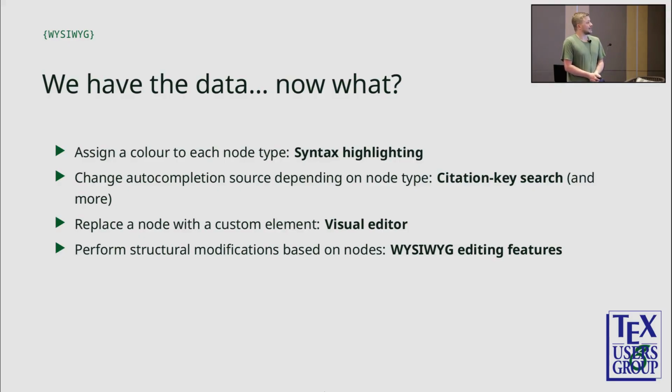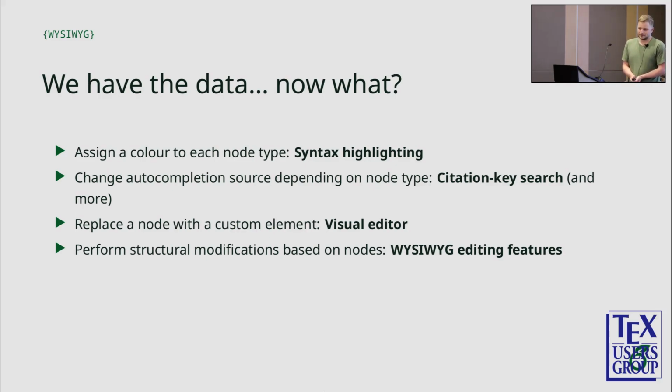Then if we start replacing nodes with custom elements, well, that would form the basis of the visual editor. So taking one of our nodes, textbf control sequence, hide that and take the argument and mark it bold, well, that sort of gives the intuition of how we would do elements in the visual editor. And finally, if you remove entire sections of the syntax tree and replace them with some tool, it could be a table generator, that forms the basis of the what you see is what you get editing features in Overleaf.